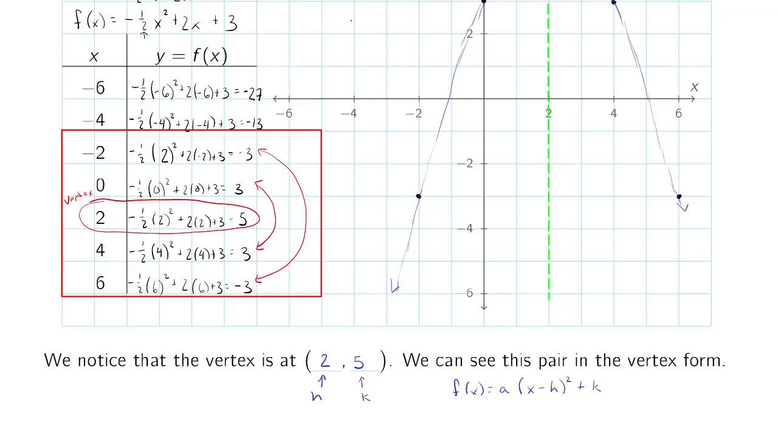And so that's going to be very helpful to us when we have a function given in vertex form. We're going to be able to graph that much more easily because we can just look at that form and immediately see what the vertex is.